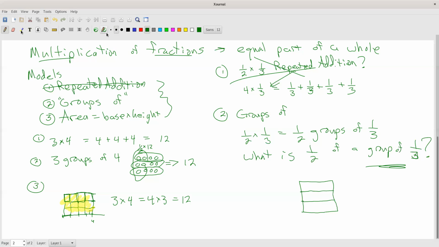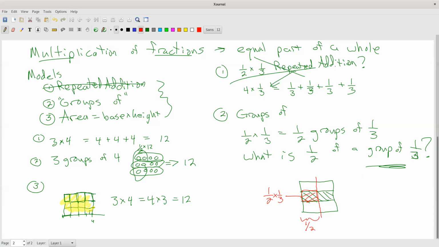And then I want one of those thirds. So maybe I'm going to pick, let's stick with green here. This is the third I want. So that's what a third looks like. And I know how to cut things in half. I would choose to cut it this way. So I want half of that, which would just be this piece right here. So this thing right here is 1/2 of 1/3.